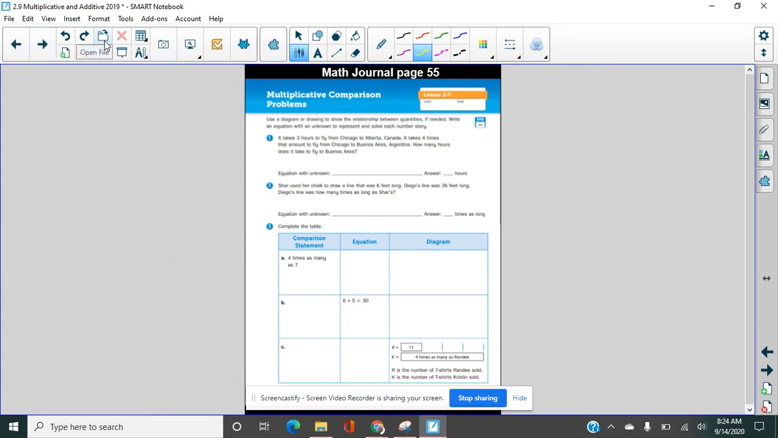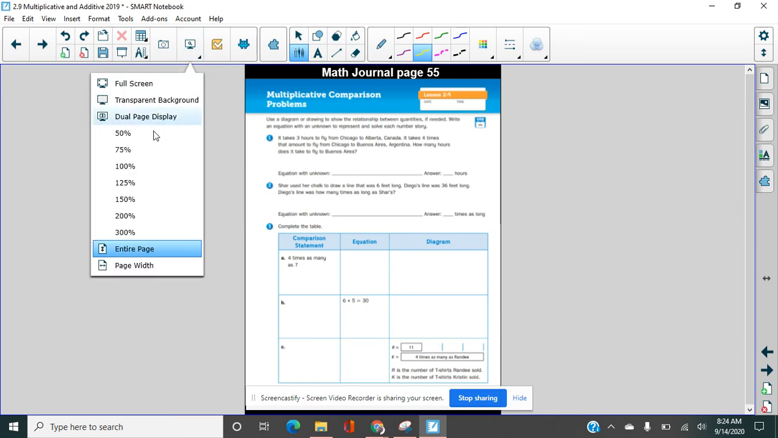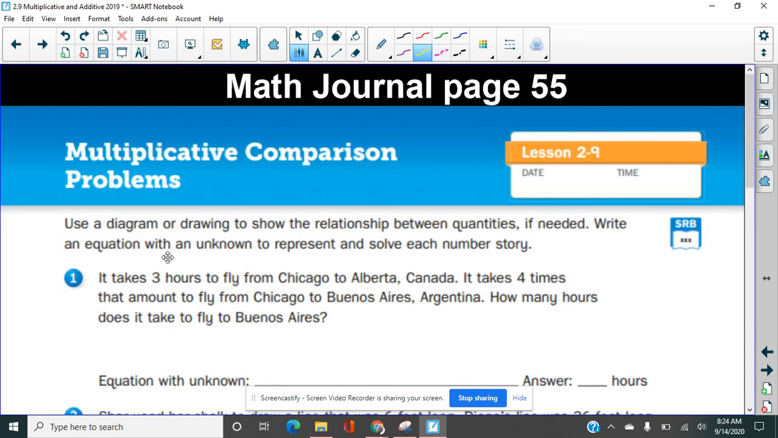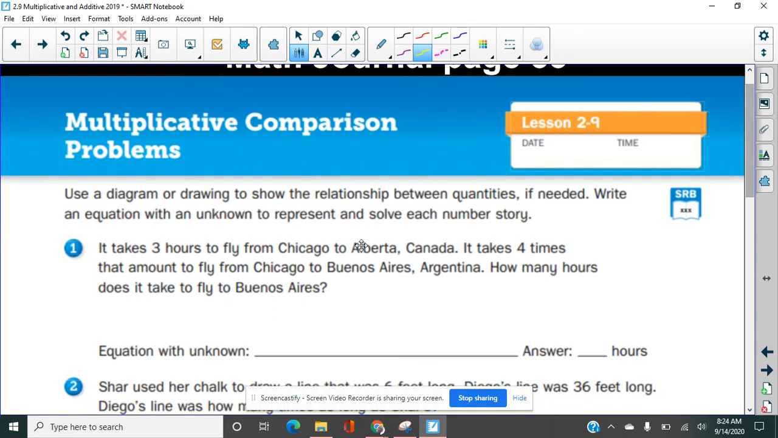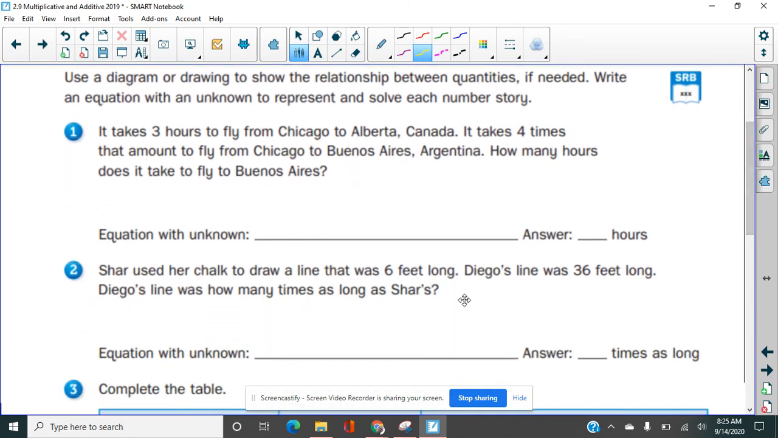So let's take a look at this math journal page. Let's zoom in a little bit so we can all see better. Lesson 2.9, page 55. You have a problem right here. You're going to have to think, which is more? Do I need to multiply? Do I need to add? Do I need to multiply but have one of the factors be missing, right? Maybe my answer gets smaller. Okay, same thing with number 2.